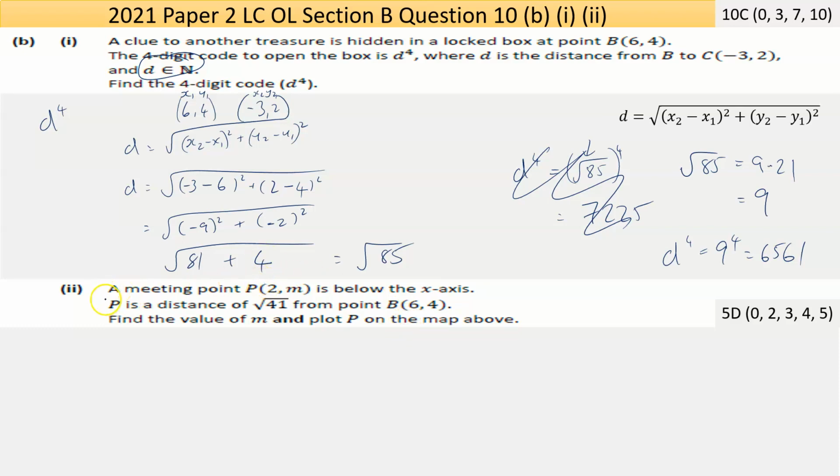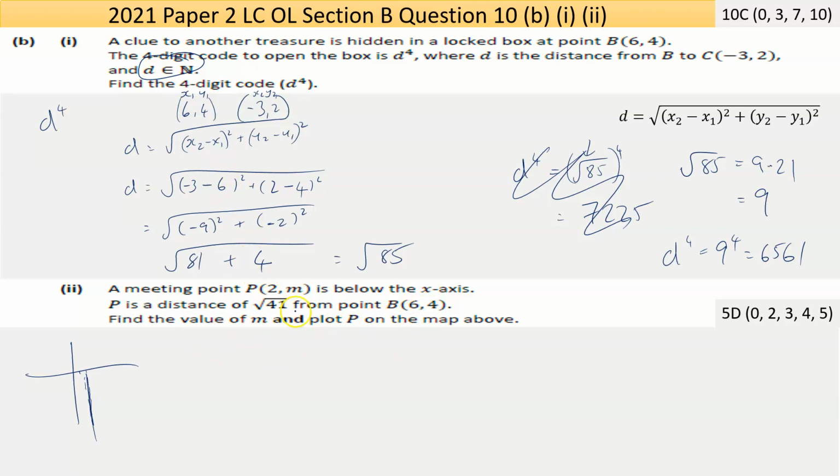Now, question 10, part B, part 2. A meeting point 2M is below the x-axis. So if I draw a quick sketch, below the x-axis is down here, and the x is somewhere over here, so M is somewhere on this little dotted line. Somewhere there. So a meeting point 2M is below the x-axis. P is a distance of the square root of 41 from point B, which is (6, 4). Find the value of M and plot point P.